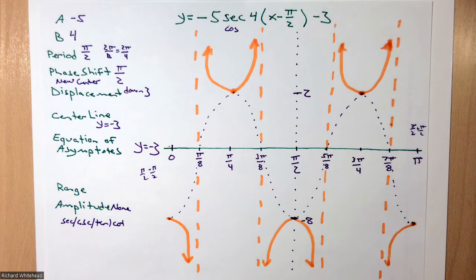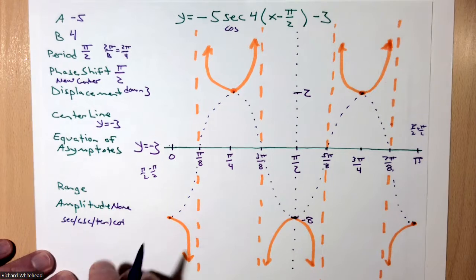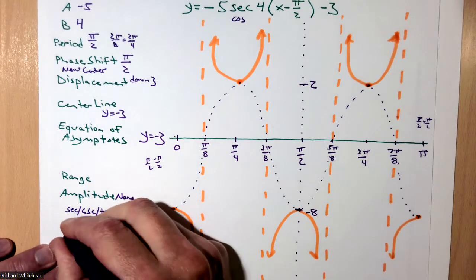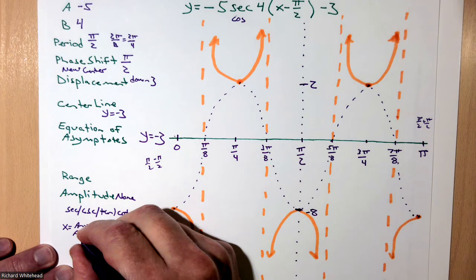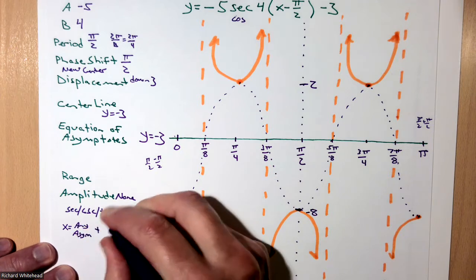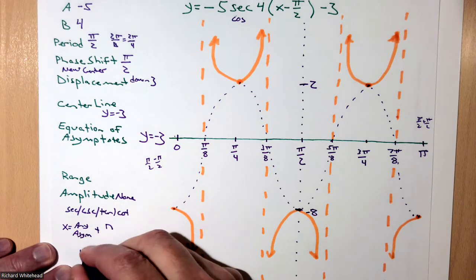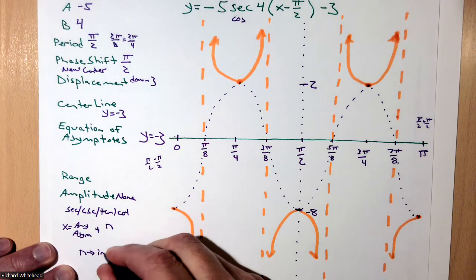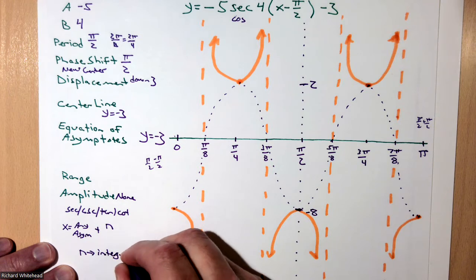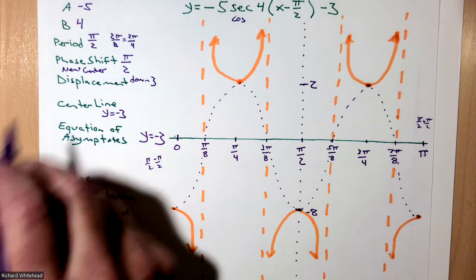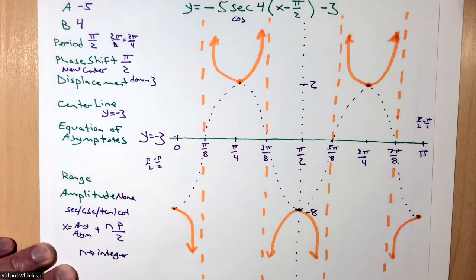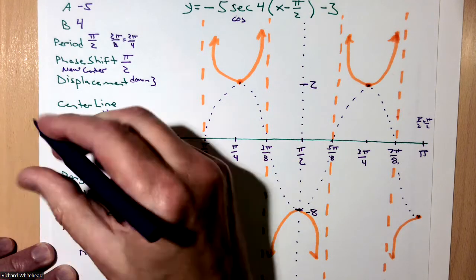Okay, here we go with our asymptote formula. Okay, so as we know, the asymptote formula is x equals, you pick any asymptote, plus n, standing for integer, times half the period. So the period divided by 2. Well, if the period is pi over 2, half of that is pi over 4.